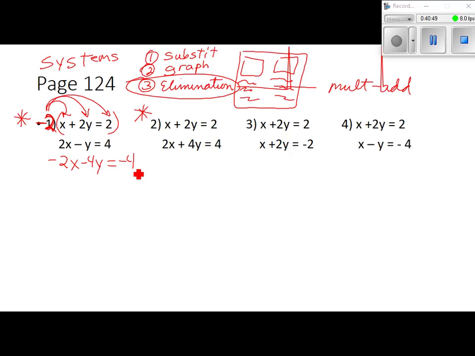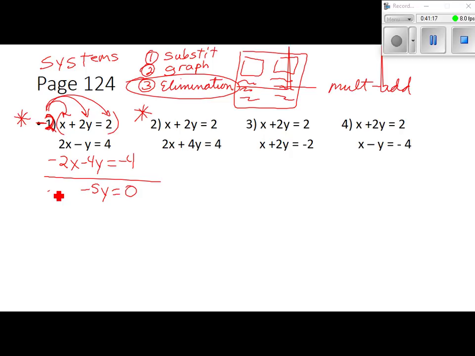That was the multiplication part. Now we have the addition part. We're just going to add the columns. What's 2x and a negative 2x give you? They cancel out. It gives you nothing there, right? What's a negative y and a negative 4y give you? Negative 5y. What's 4 and negative 4 give us? Zero. We need the zero over there, right, to hold the side of the balance.